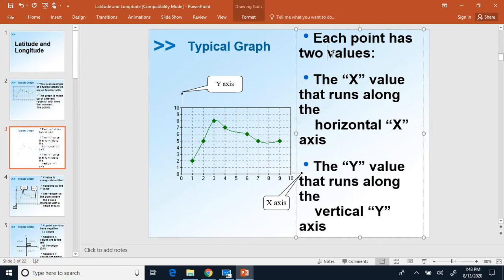Go ahead and make a bullet and write down the word values. There are two values when we're talking about a typical graph: you have your y value and your x value. The very first value we look at in social studies is the y value, because we go over to the side first, and that's y. Let's start with y first.